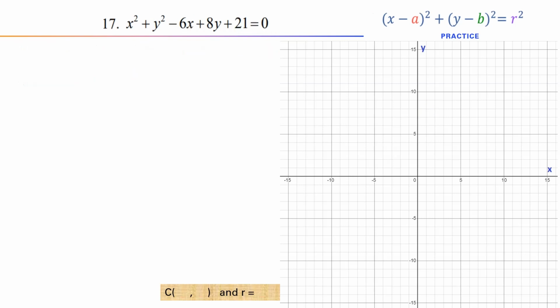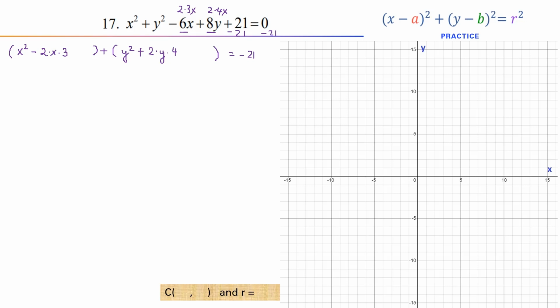Okay, for the next question, we also do the same. We have x squared minus 2 times x times 3 plus y squared plus 2 times y times 4 because of the y. We break that down into 2 times 3 times x, 2 times 4 times y. Then we subtract both sides by 21. That equals negative 21 on the right hand side.